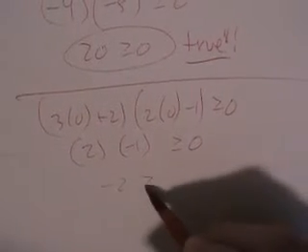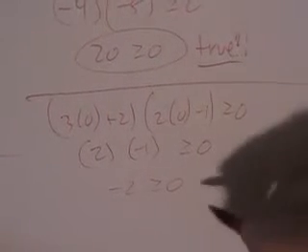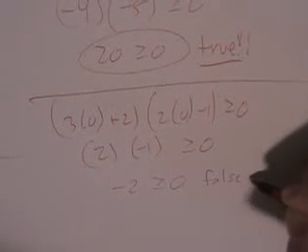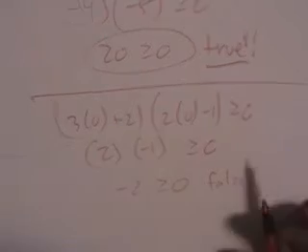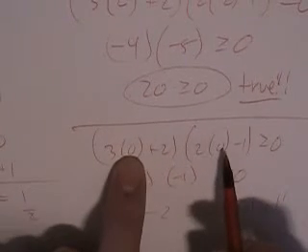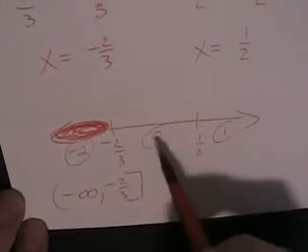That's negative 2 is greater than or equal to 0. So this statement is false. That means that wherever the 0 lives is no good. Now the 0 lived where? The 0 lived in between these two values, right? So this is no good.